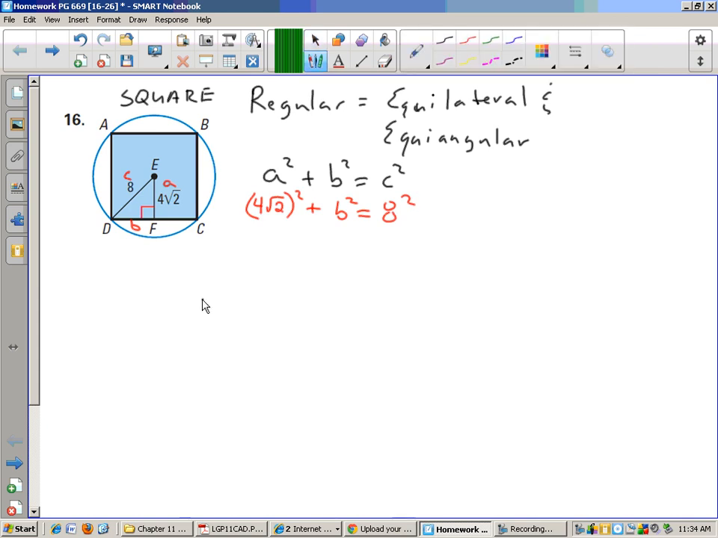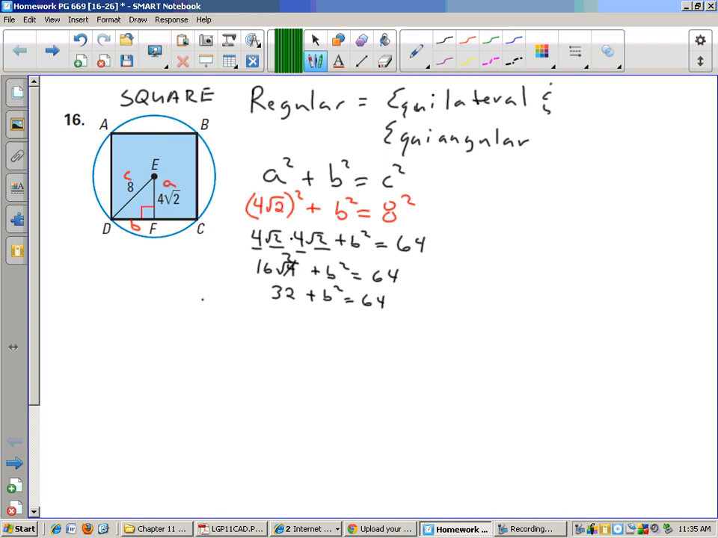Now, I don't know about you guys, but squaring 4 root 2 is not an easy sounding thing to do. So I'm going to do it like this. 4 root 2 times 4 root 2 plus b squared equals 64. So this is what it means to square something. And I know that I can multiply 4 and 4 together and get 16. And I can do root 2 with root 2 and I get root 4. What's the root of 4? So that's 2. And 16 times 2 is how much? 32 plus b squared equals 64.